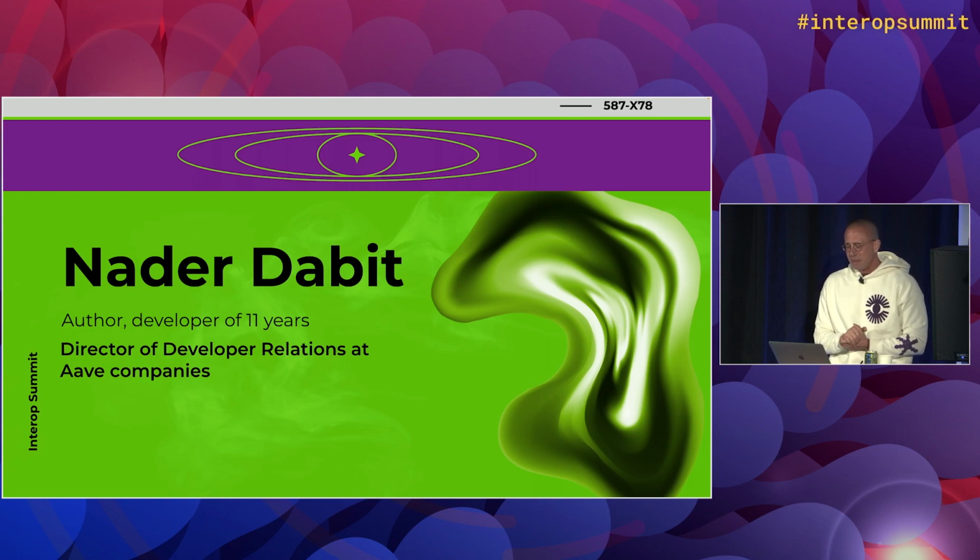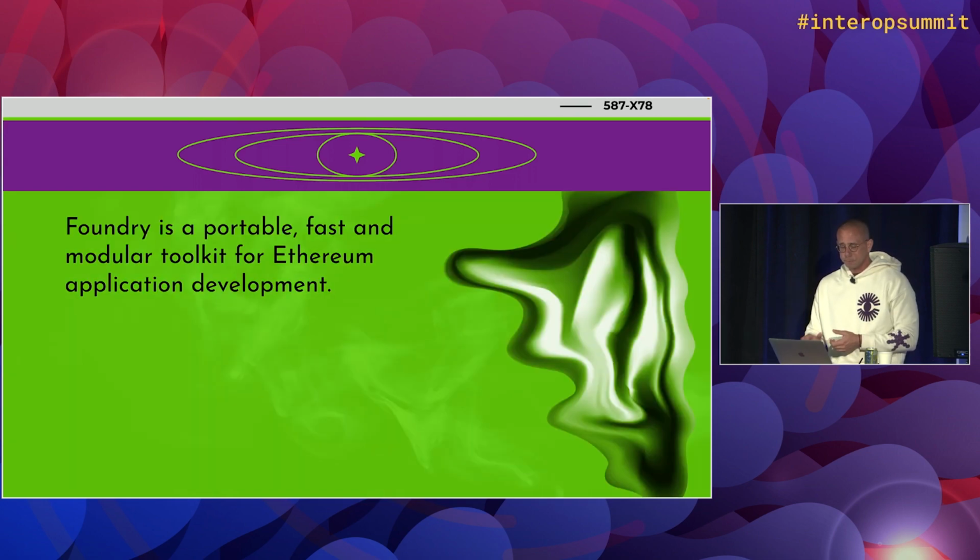So my name is Nader. I'm the director of DevRel at Aave Companies in Lens. I've been a software developer for about 11 years, and I've been working in blockchain for about 2 years. Before that, I was at AWS for over 3 years. And before that, I was doing all sorts of stuff in more of the startup world.